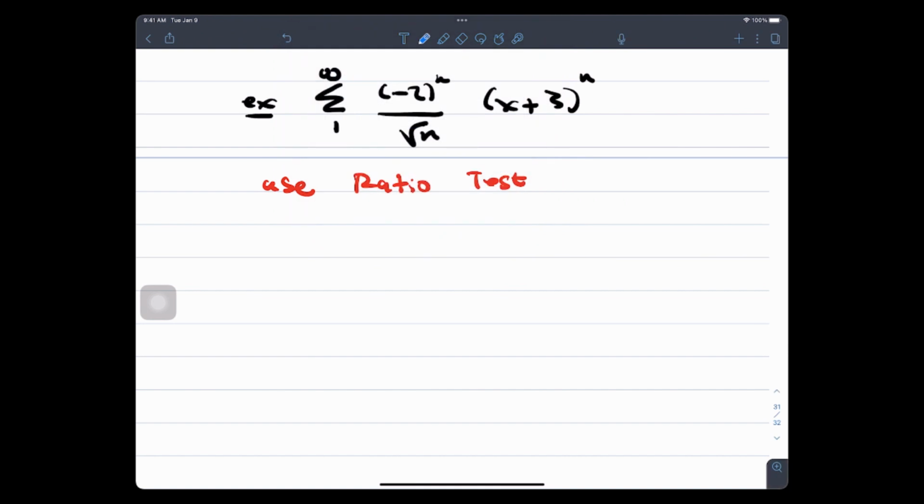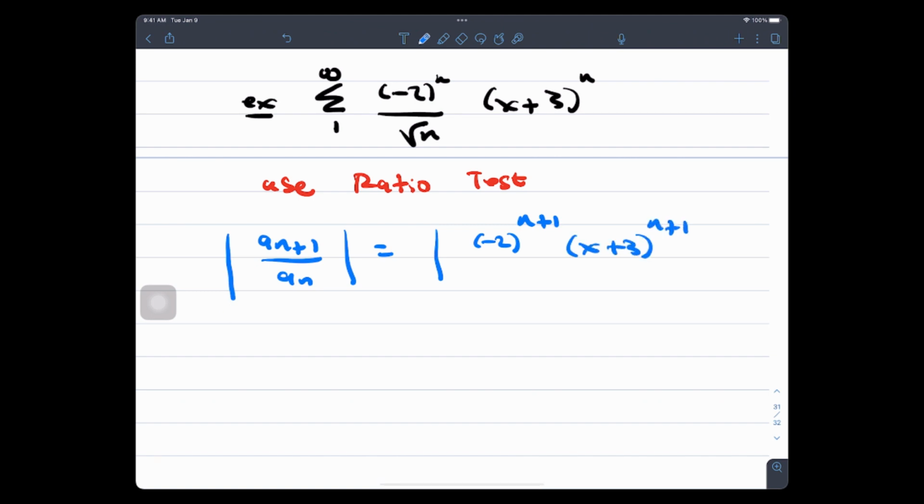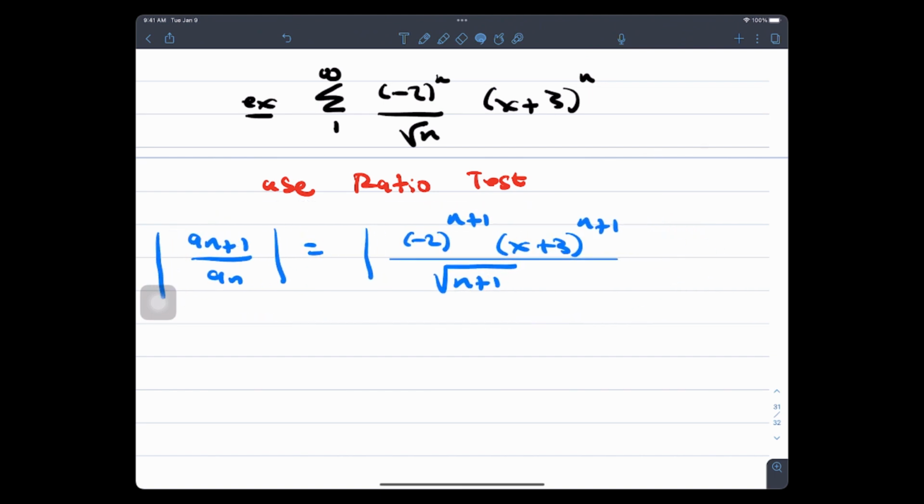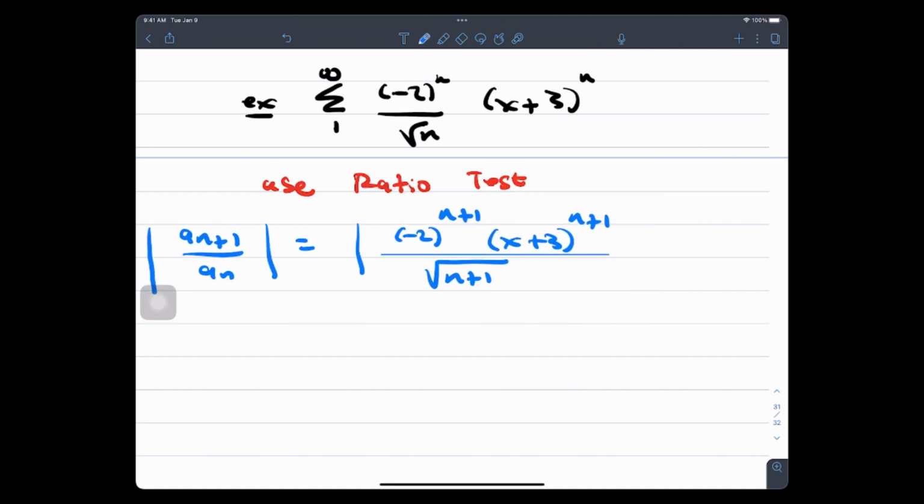So, again, if you said, I'm worried about time, okay, here's what I would do. Isn't that going to be negative 2 to the n plus 1, x plus 3 to the n plus 1, over square root of n plus 1? Then multiply by the reciprocal, right? You say, what's the reciprocal? This is square root of n, negative 2 to the n, x plus 3 to the n.